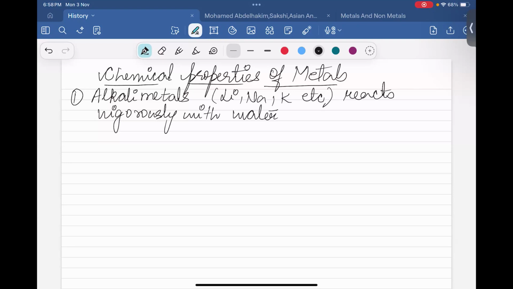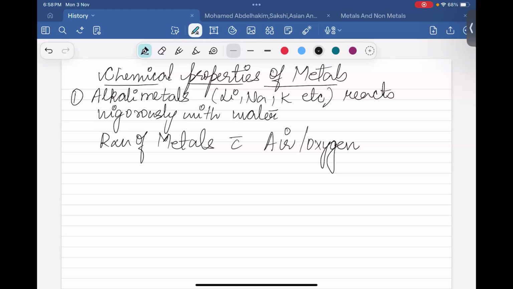Okay. So what does it mean? It means a reaction of metals with air or oxygen. Okay. Got it? What is an alkali metal?